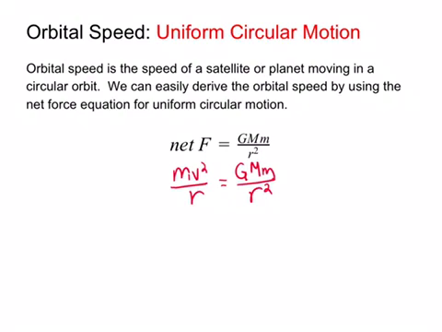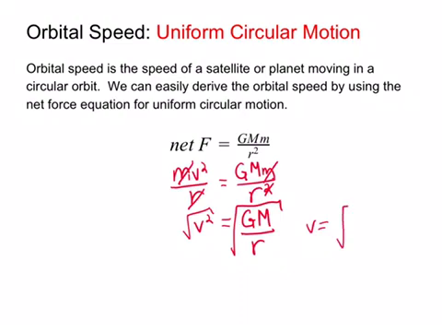And we have the same things canceling out. No more m's, an inverse r goes away on the left, and we have one go away on the right. And we're now left with v squared is equal to the universal gravity constant, the mass of the sun, divided by the radius of orbit. And the only thing left to do now is to square root both sides. And we have an expression for the orbital speed of a planet or satellite moving in a circular orbit.